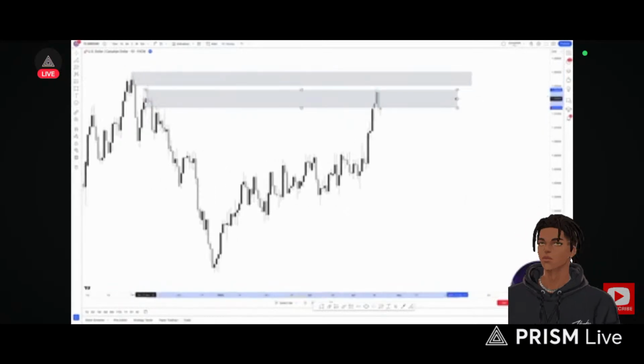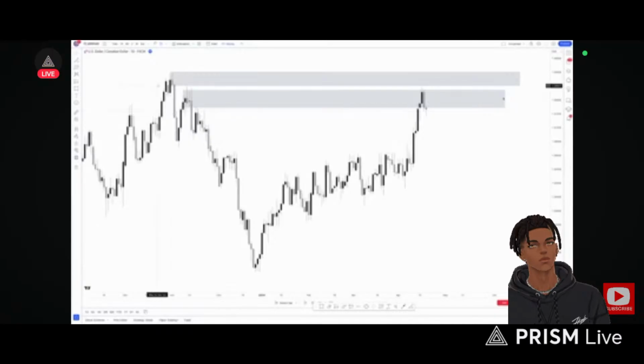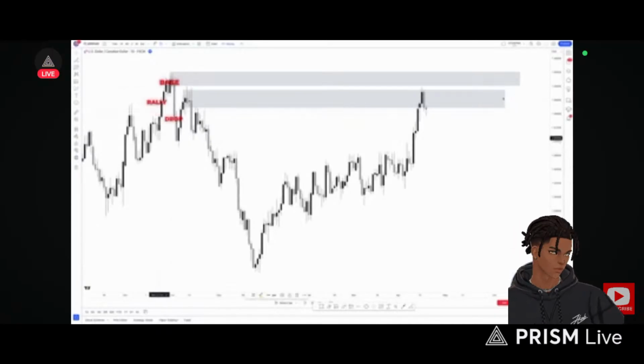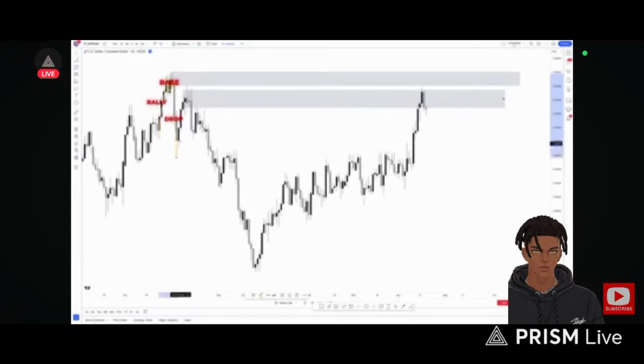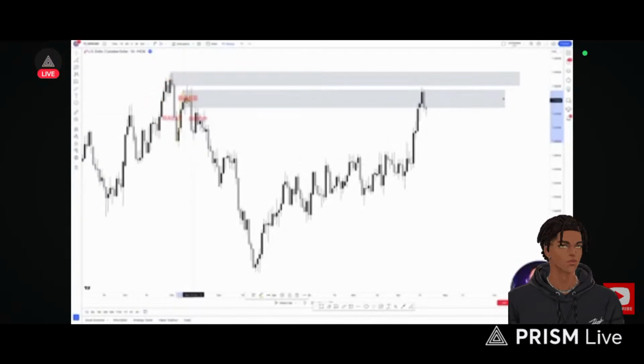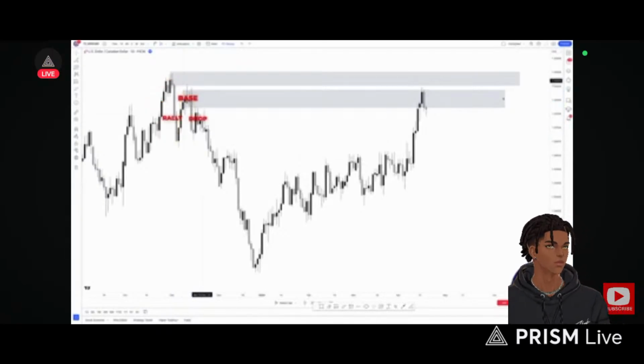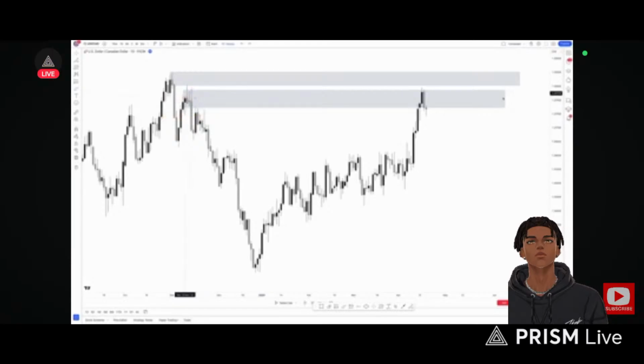The reason why I marked up these supply zones is because this is what you call your rally, base, drop. Rally, base, drop. And it basically tells us that this is the initiation of this push phase.